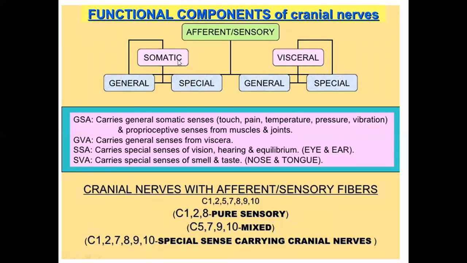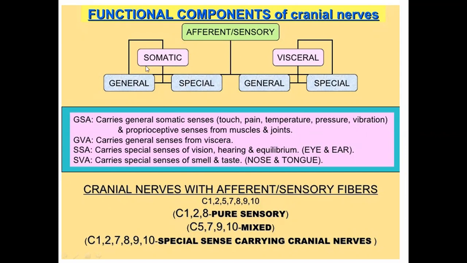Now again, under somatic division, there are again subdivisions called general somatic and special somatic. You will see what is general somatic and what is special somatic. Similarly, the visceral component has the same type of subdivision: general visceral, special visceral. Now what do you mean by this actually? What is general visceral? What do you mean by special visceral? General somatic, special somatic. That's what we are going to see now.